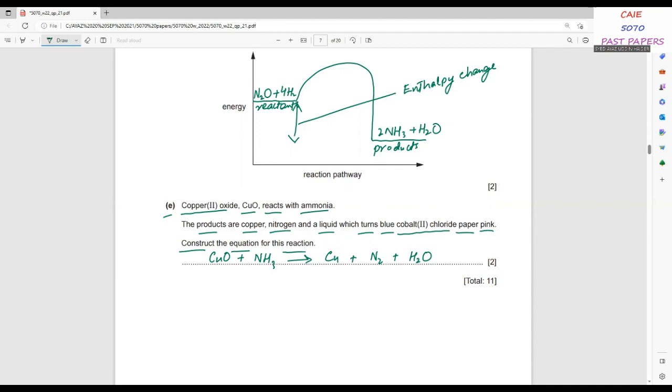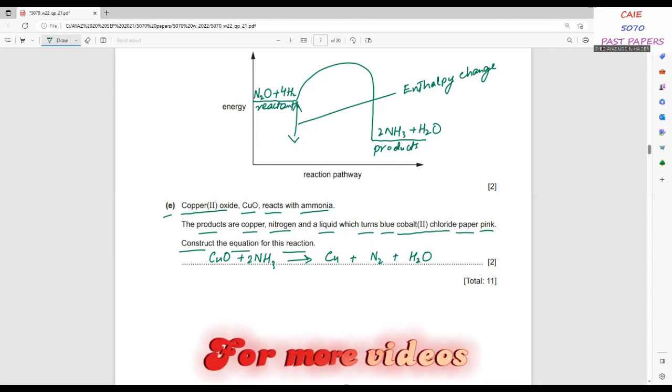You see on the left hand side, you have 1 mole of copper 2 oxide. There is 1 atom of copper. Copper is balanced. What about oxygen? Oxygen is also balanced. Nitrogen is not balanced. It's N2 on the product side. So I will write 2 before ammonia. This will make 6 moles of hydrogen. 2 multiplied by 3 is 6.